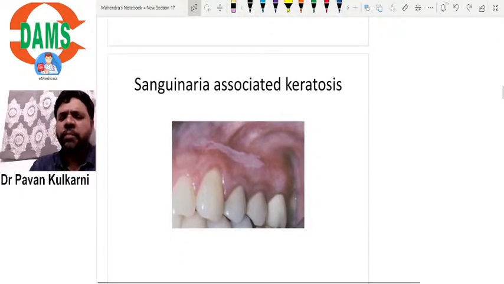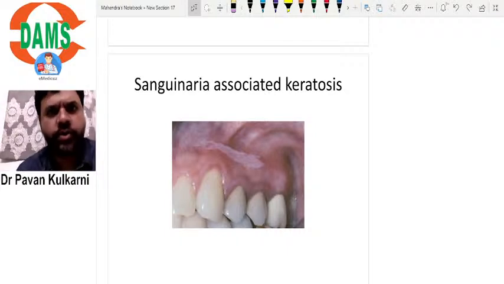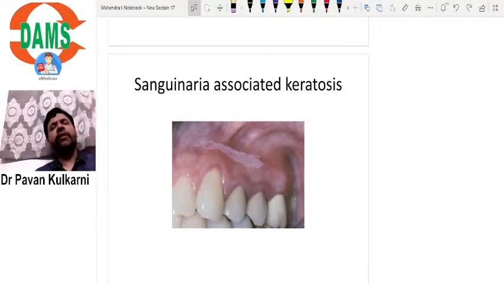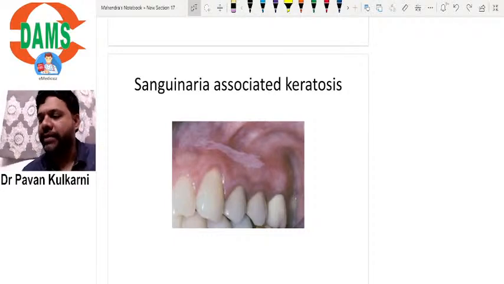Now this is one of the important images which you should understand, sanguinaria associated keratosis. Now, what is sanguinaria? It's a chemical which is present in herbal mouthwashes. So if an individual is using this herbal mouthwash very frequently, those individuals can develop this white patch in the maxillary vestibule area.